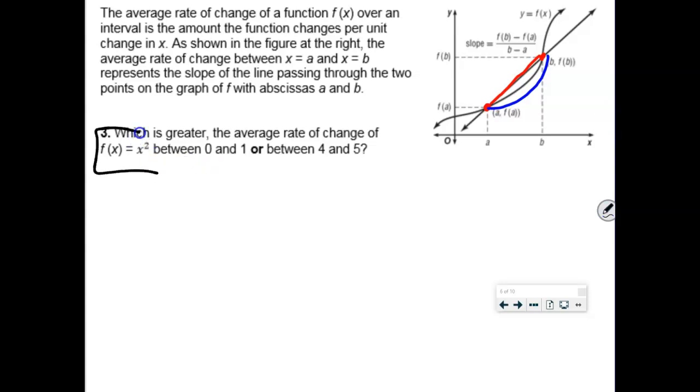Can we talk about this? Who's that? No, it's not Bob. It's your friend, the parabola.